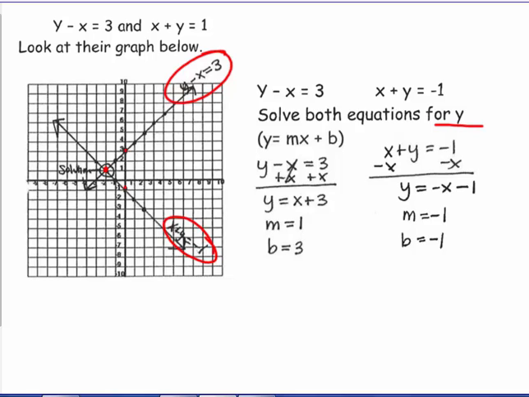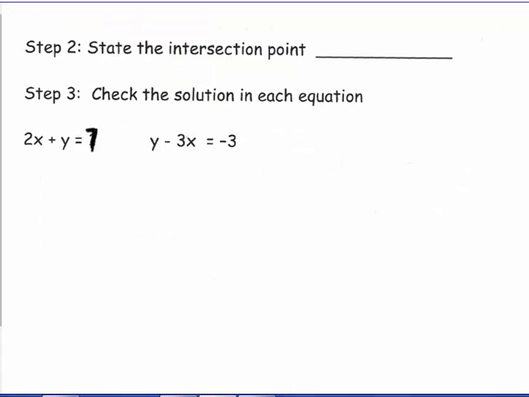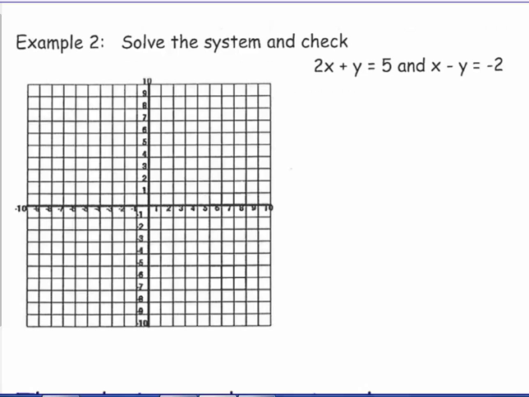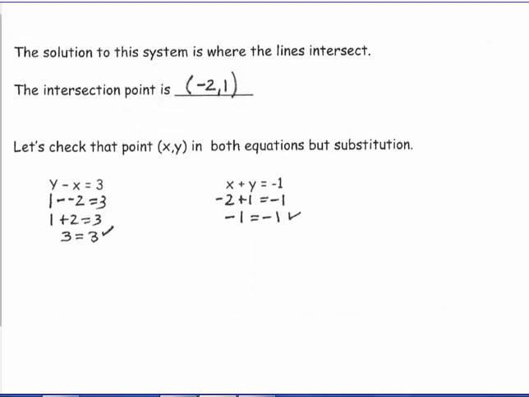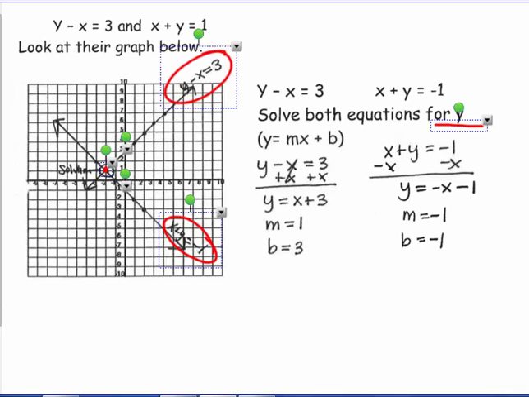To be sure that that's the solution, you have to check to be sure that this goes into both equations. Okay, so the solution to this system is where the lines intersect. Checking the point negative 2, 1 in both equations. And you can see that, yes, the check does work. Just the same thing that we did with elimination and substitution. So let's go to example 1.